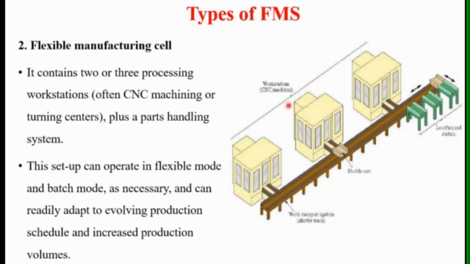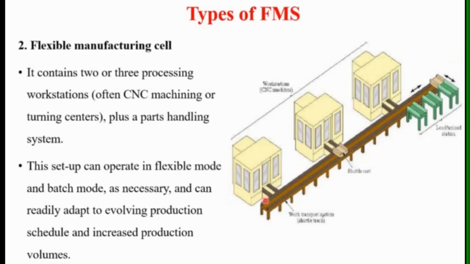Okay, this flexible manufacturing cell contains two or three processing workstations, plus a parts handling system. So here in this layout we can see these are the three workstations, and this is the part handling system. So these components are loaded on this conveyor. Loading and unloading is carried out here. And some operations are also simultaneously performed on these three machines.